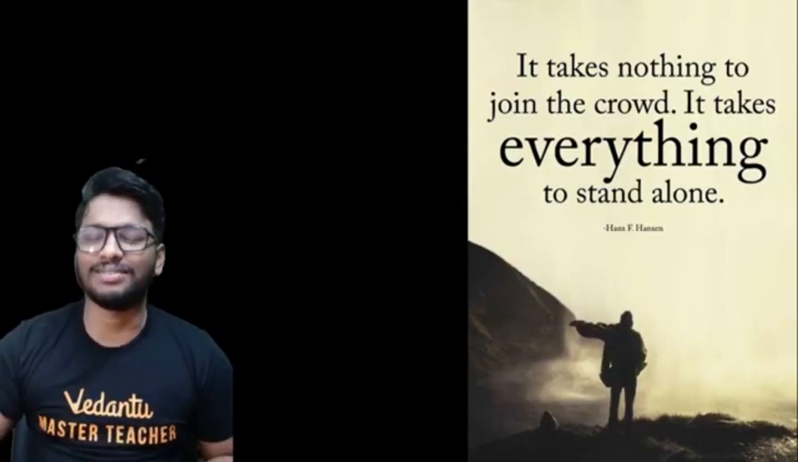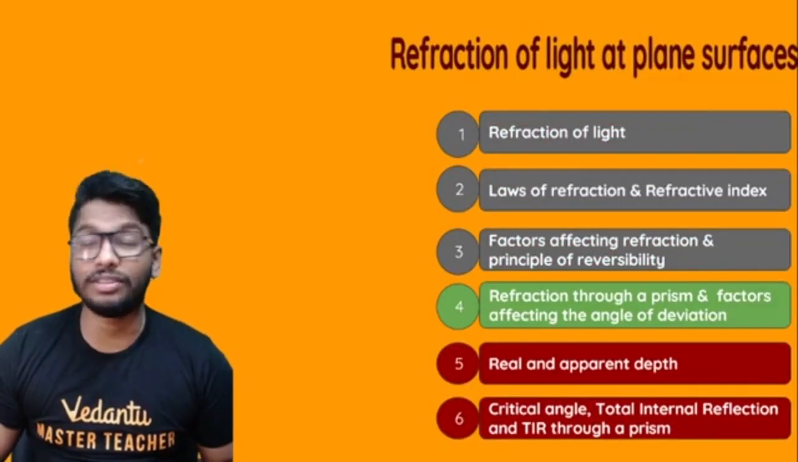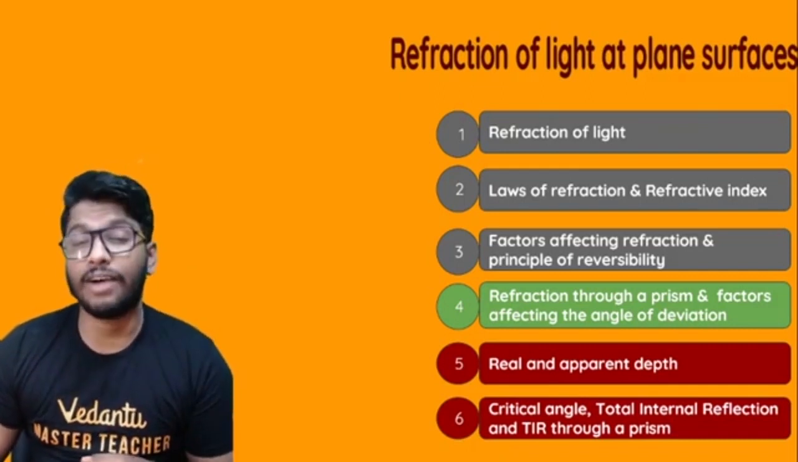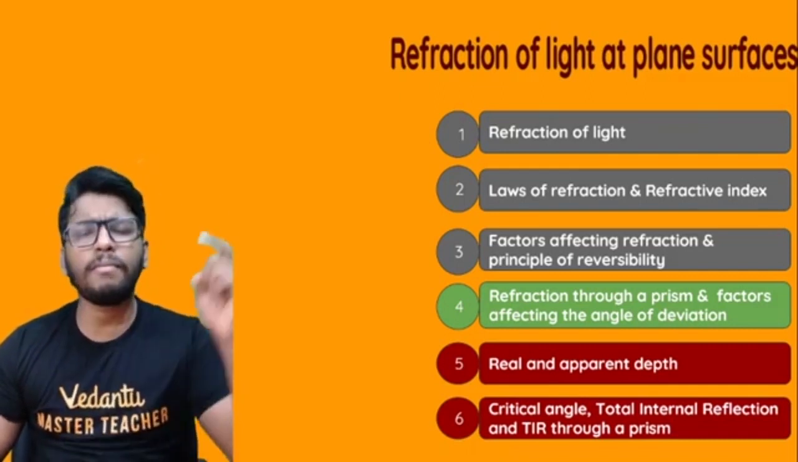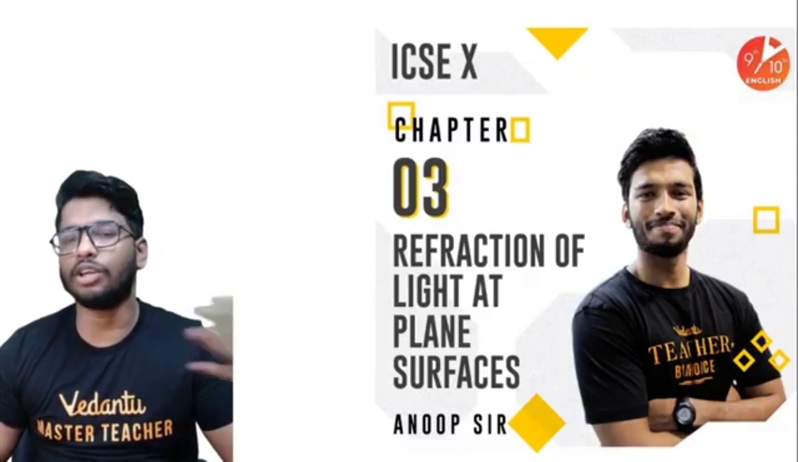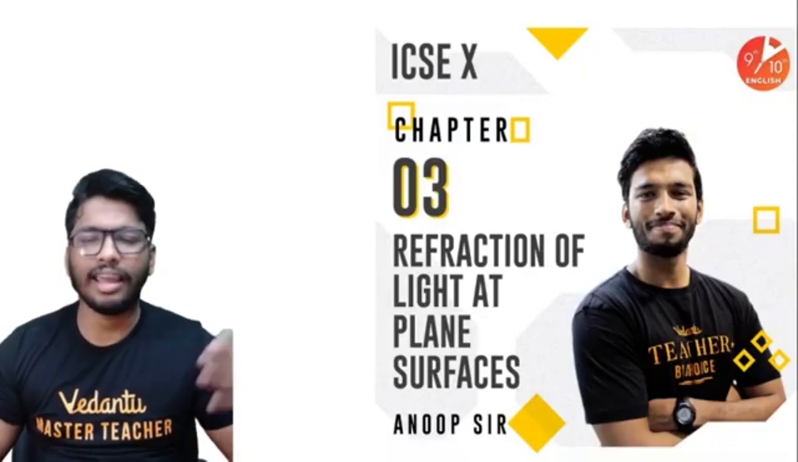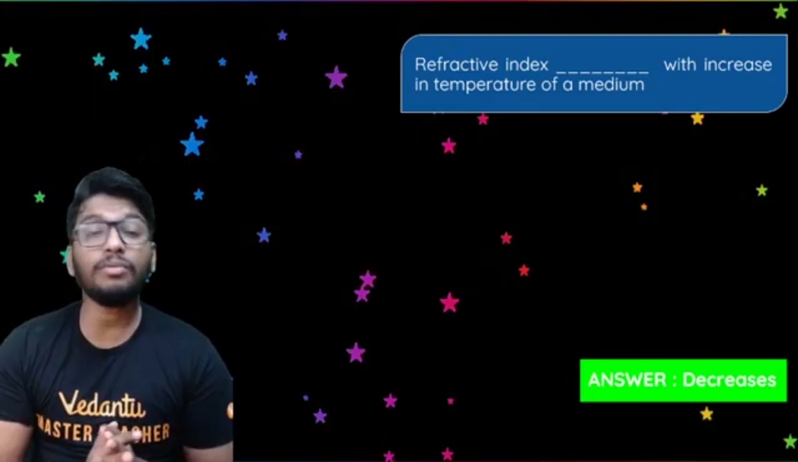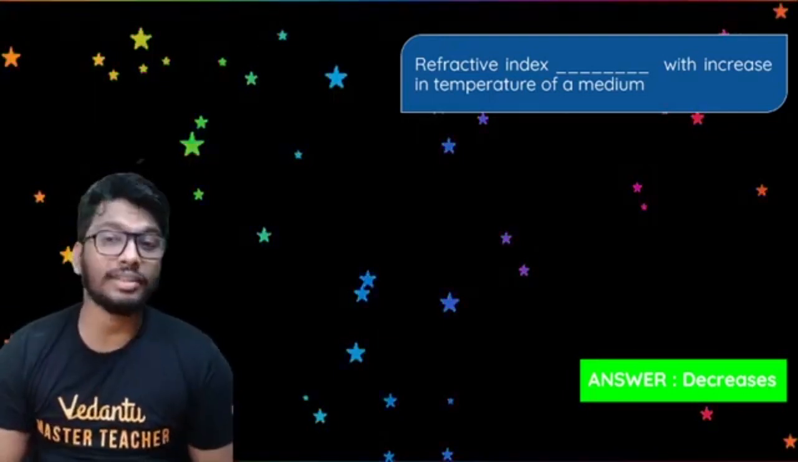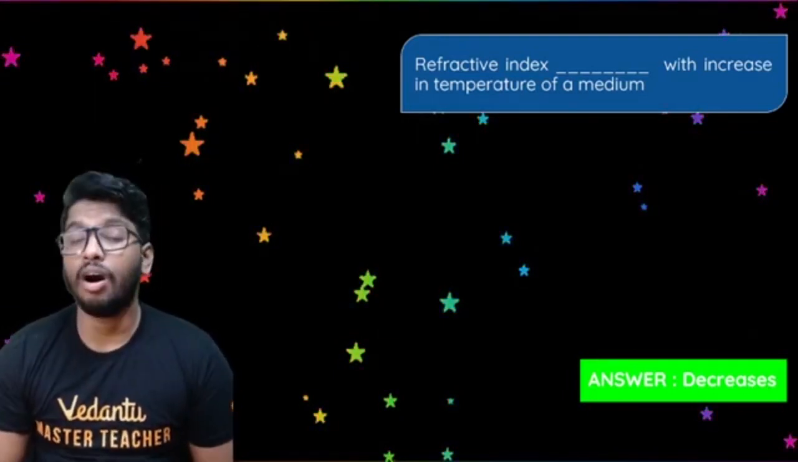All right. Anyways, with that said, people, let us start off with today's session, that is refraction through a prism and factors affecting the angle of deviation. But before we get started, guys, let me just quickly tell you what the homework was in the last session that I'd given you. The question was this: refractive index dash with increase in the temperature of the medium.